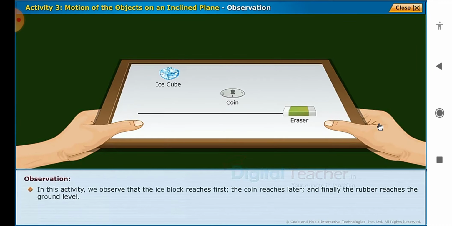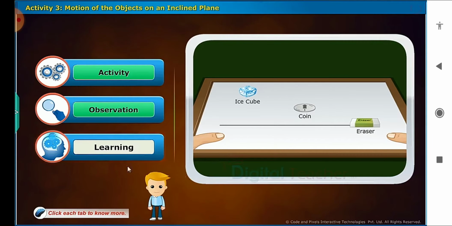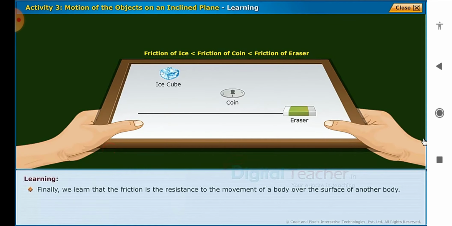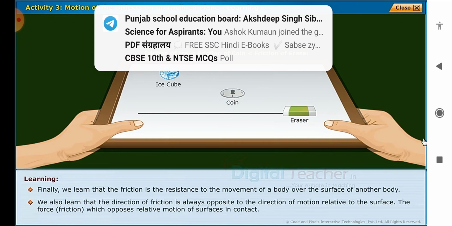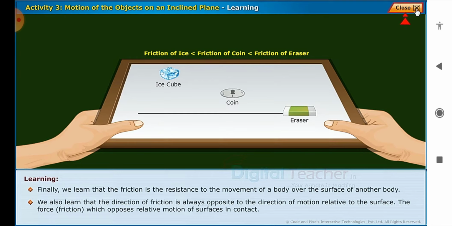In this activity, we observe that the ice block reaches first, the coin reaches later, and finally the razor reaches the ground level. Finally, we learned that friction is the resistance to the movement of a body over the surface of another body. We also learned that the direction of friction is always opposite to the direction of motion relative to the surface. It is the force of friction which opposes relative motion of surfaces in contact.